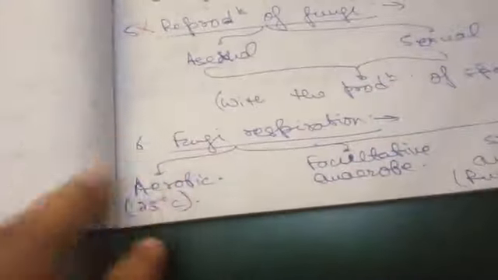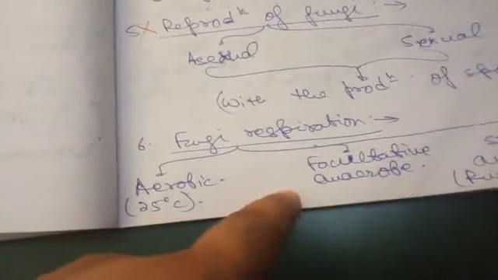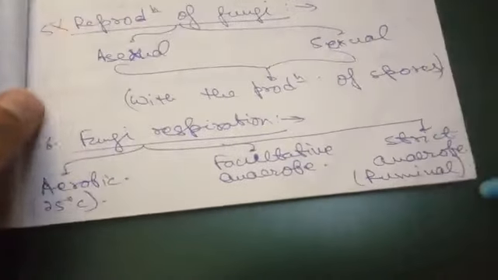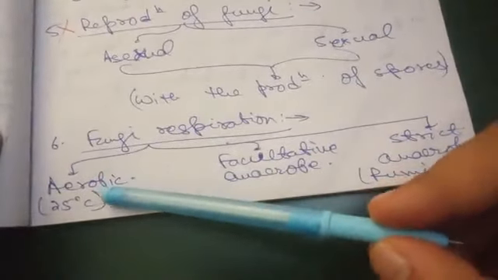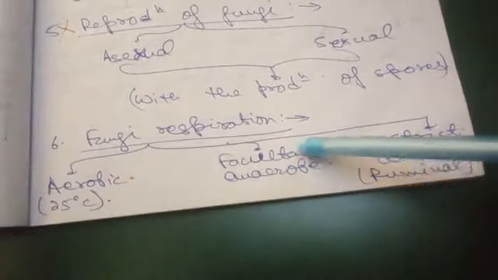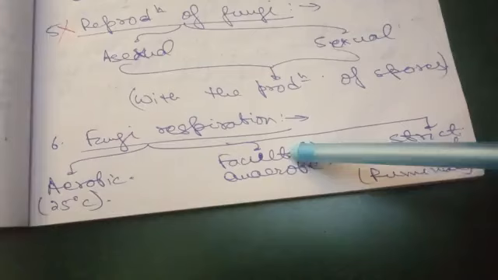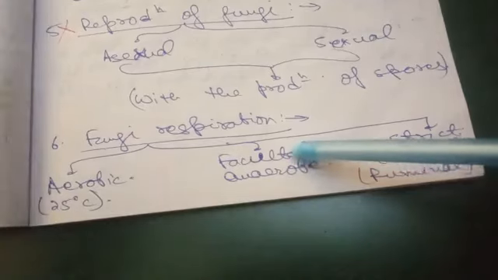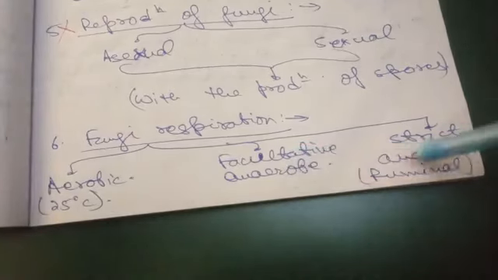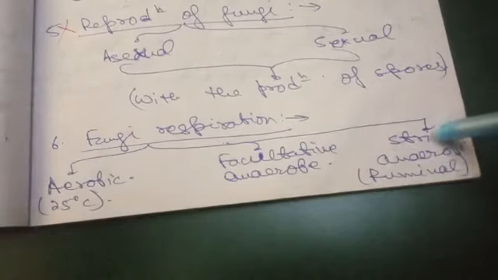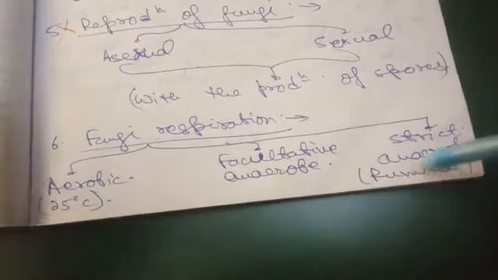Now if we talk about respiration of fungi, fungi respire by three methods, that is aerobic, facultative anaerobic and obligate or strict anaerobic. So aerobic, that is at 25 degrees Celsius. Facultative anaerobic means that the fungus is basically anaerobic but can survive in the presence of oxygen. And strict or obligate anaerobic means that it cannot survive in the presence of oxygen, it will die in the presence of oxygen. That is ruminal fungi, the fungi found in the rumen.